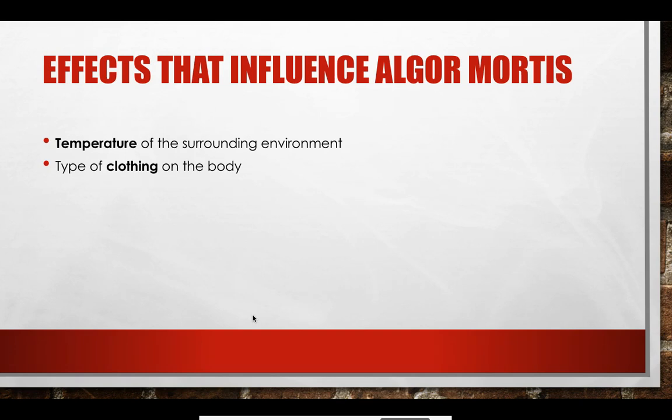The type of clothing on the body is also very determinant of how fast the body will cool off. If someone is wearing lots of clothing, maybe a really warm parka, and they are in a really warm area, it's going to keep that body very warm compared to if they were wearing very little clothing and in a cold environment. The wetness of clothing can also be a big determinant.